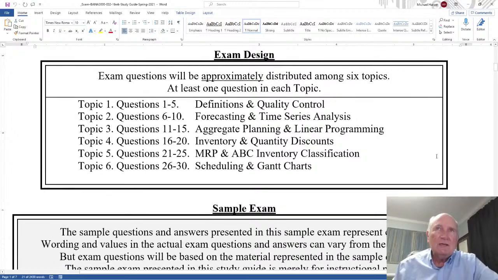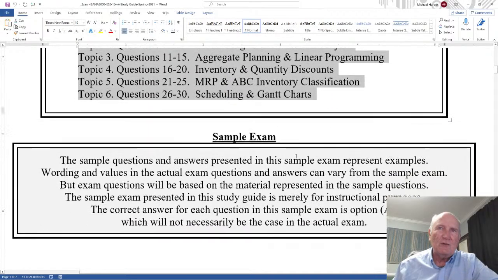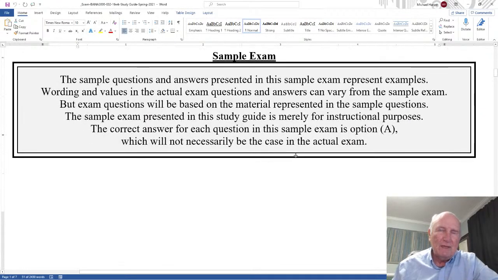Now, the design here is approximately distributed among 6 topics. 5 questions on the definition and quality control, 5 questions on forecasting, 5 on aggregate planning, 5 on inventory, 5 on MRP, 5 on scheduling. So it's approximately 5 questions per topic. In order for the evaluation to prepare for the exam, what I'm going to do in this video is go through a sample exam and tell you the types of questions they're going to be asking, the material to cover, how to study for it, and how to prepare.